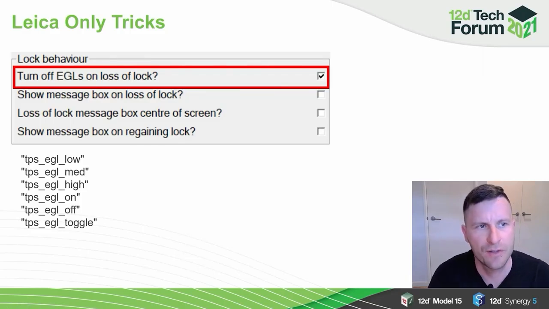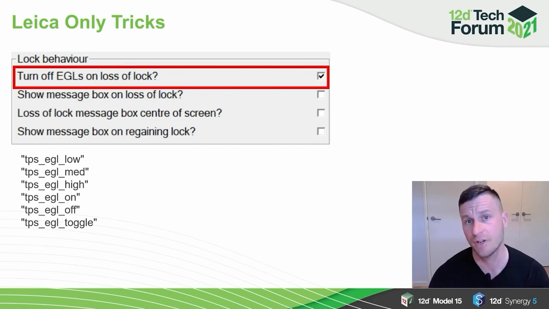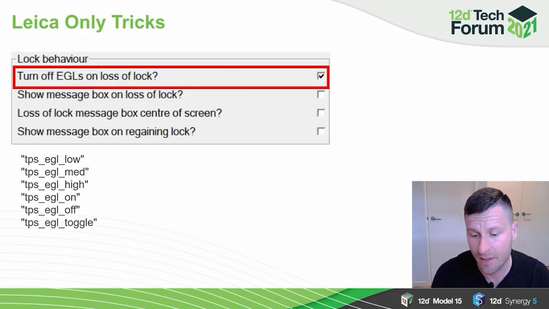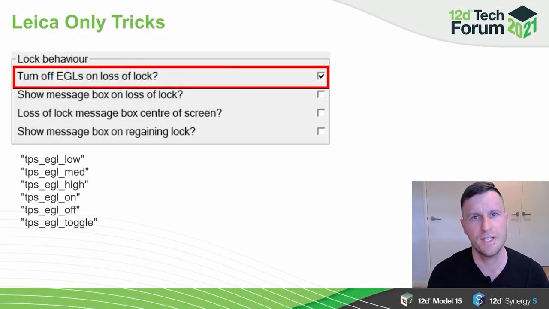My next is the Leica only, is the ability to turn off the electronic guide lights on loss of lock. This is something only 12D field can do. The standard Leica does not. So it can be very handy when doing night shift or in dark spaces. The guide lights automatically come on. 12D field has the ability to turn them off. It also has the ability to toggle them low, medium, high, and to toggle using the hotkeys. So I'd recommend people set that up.